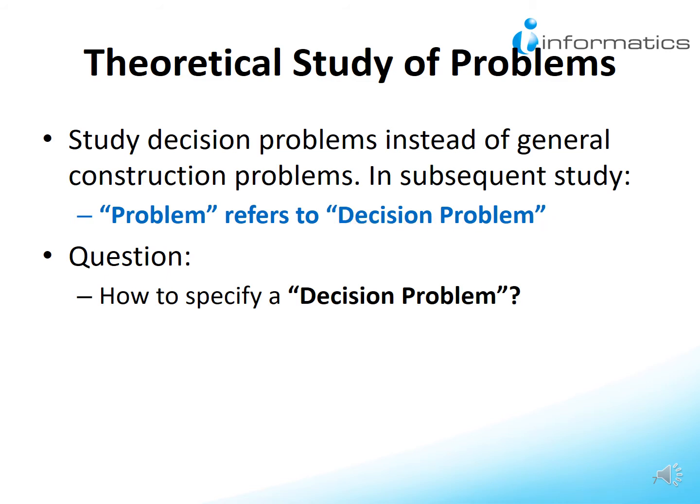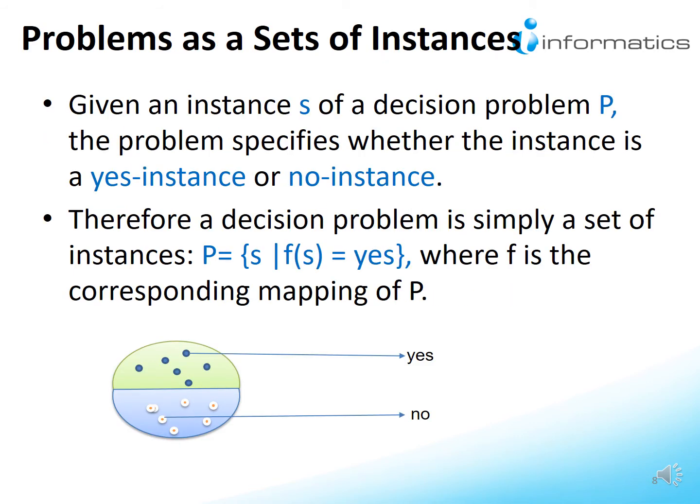So the next question is how to specify a decision problem. Let's consider a problem corresponding to a mapping F. In this problem, these are all the possible instances. Some of the instances, we map to yes. The other instances, we map to no.